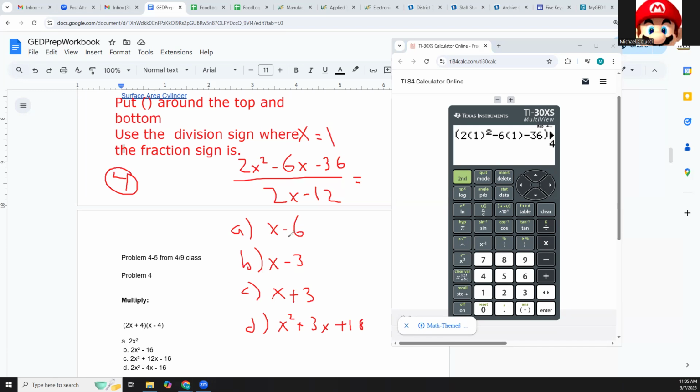And then, I mean, I could show you these, but you might even be able to do these in your head. If I'm plugging in 1 minus 6, that's probably not 4. 1 minus 3, that's not 4. That's -2. 1 plus 3, aha, that's 4. So the answer here is C.